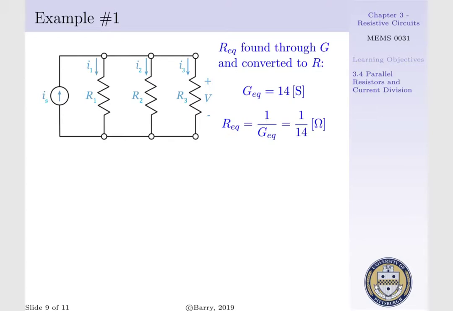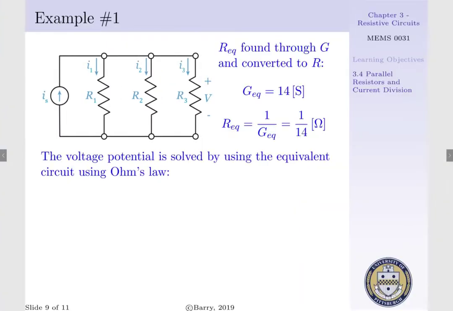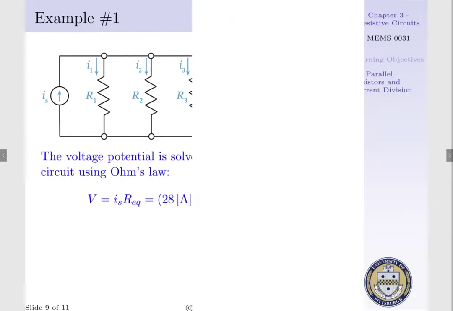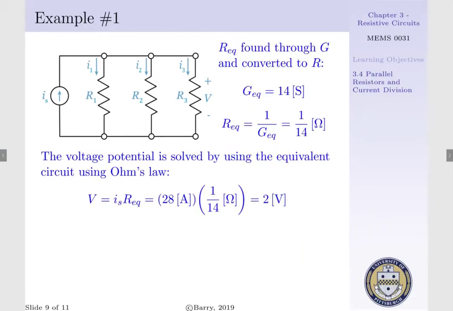Now, if we want to determine our voltage potential across our circuit network, we can use our equivalent conductance and Ohm's law. That is, our voltage is equal to our current times our resistance, i.e. our source current times our equivalent resistance, which is equal to our source current times 1 over our equivalent conductance. That is, our voltage potential is 2 volts.